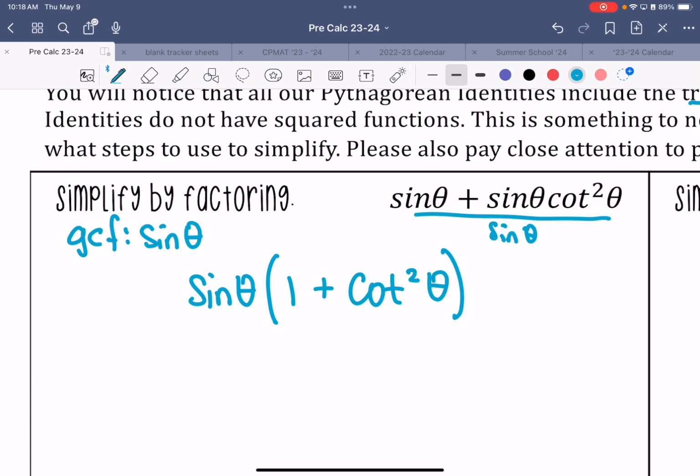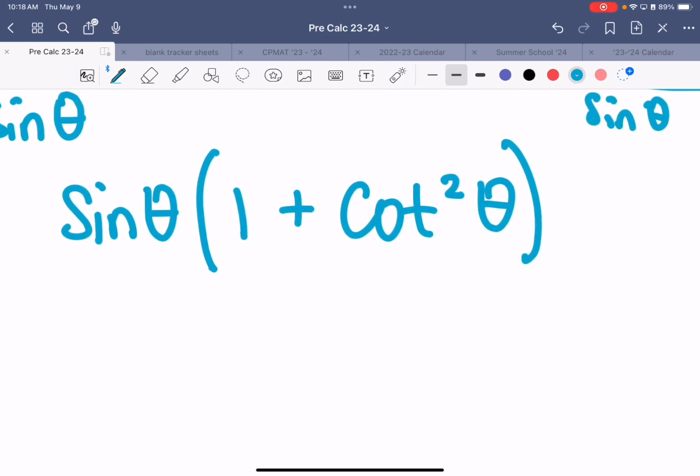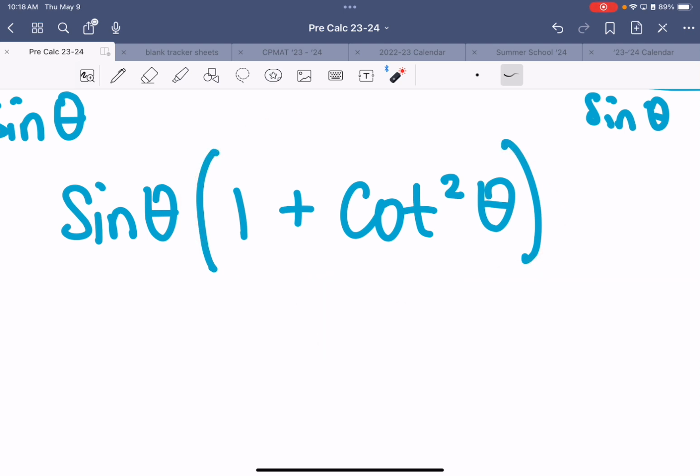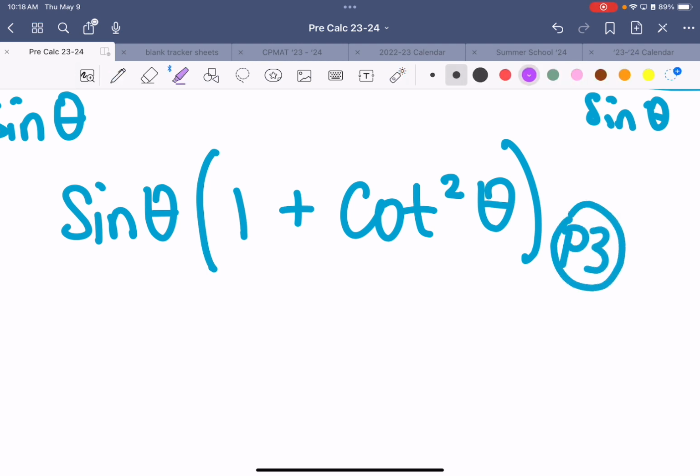Now I'm going to reevaluate. I know I'm going to use P3, so now we're going to look at P3. Do I match any of the options now with 1 plus cotangent squared? Yeah, I do, right. On my green sheet it says 1 plus cotangent squared equals cosecant squared. So I can use P3 now, so now I'm going to write it down. P3. I'm going to highlight. And instead of writing 1 plus cotangent squared, according to my green sheet, it's equivalent to cosecant squared.